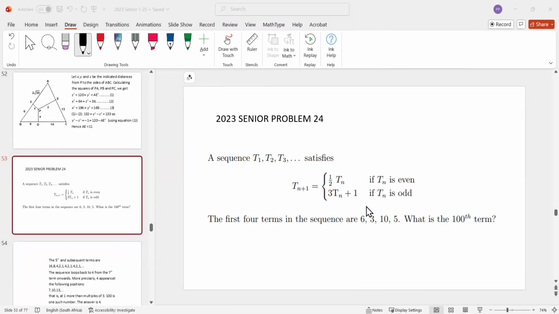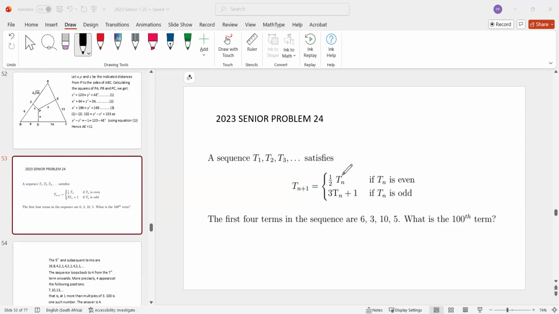I didn't give myself enough space to do my calculations. Okay, let's see what it is saying here. The sequence T1, T2, T3 satisfies, now this is Tn plus 1. In other words, this is the n plus 1th term, and Tn is the nth term. So these are consecutive terms. That means this one is just before this. So each term is related to the term just before it.